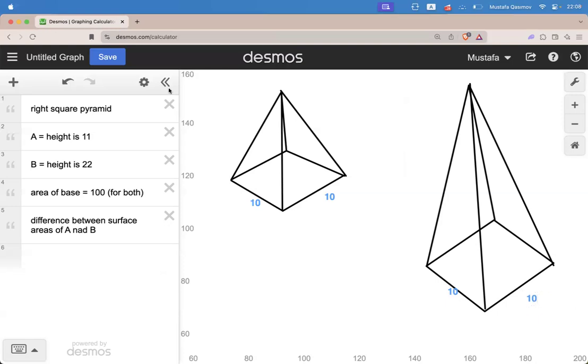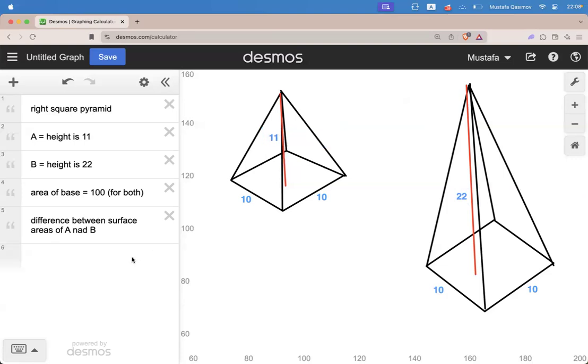Okay, after that, we also have this height. Let's draw it as the height. So this height is equal to 11, and this one is 22.